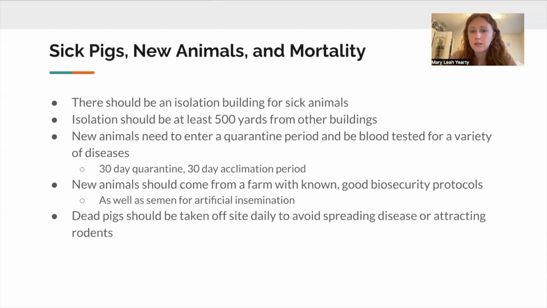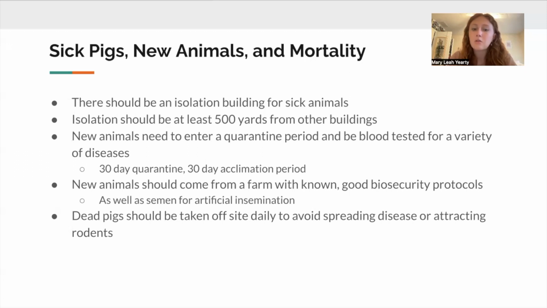So sick pigs, new animals, and mortality, these are all inevitable, and there should be an isolation building for sick animals at least 500 yards from other buildings. New animals will need to enter a quarantine period and be blood tested for a variety of diseases. This is a 30-day quarantine, 30-day acclimation period. New animals, even though they will still have a quarantine and blood testing period, should still come from a farm with known good biosecurity protocols. Just again, you want to know where your animals are coming from and be able to trace anything that happens.